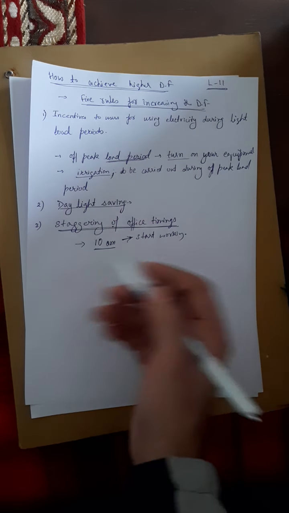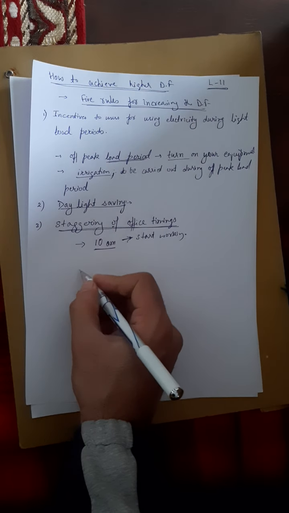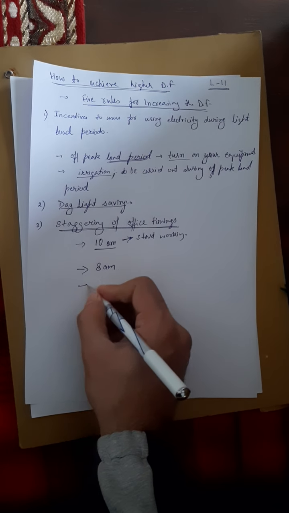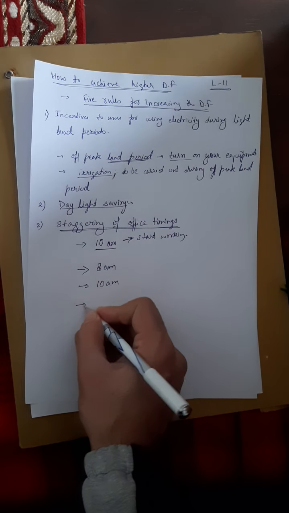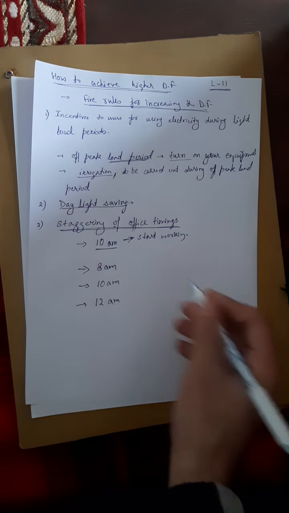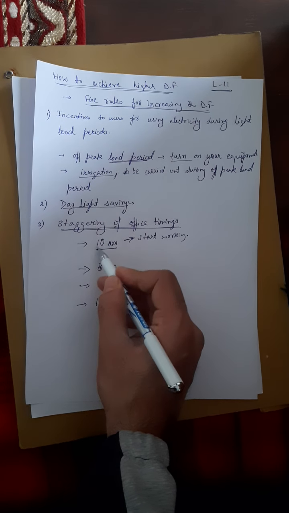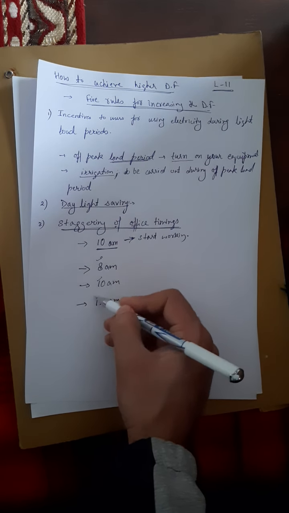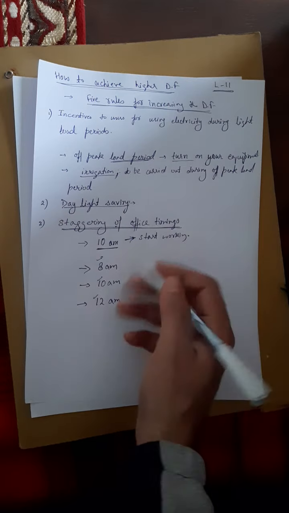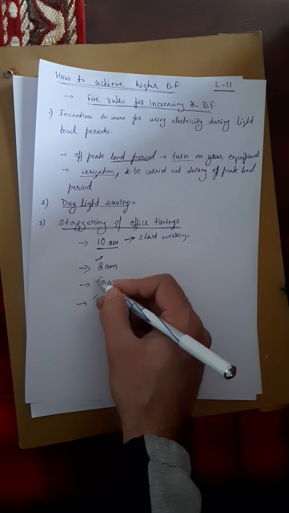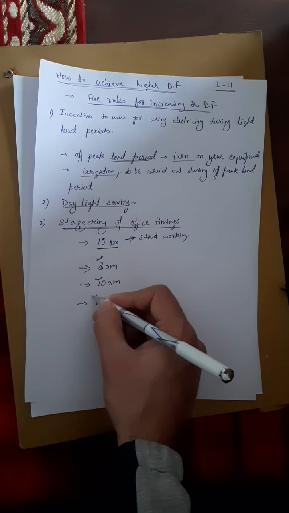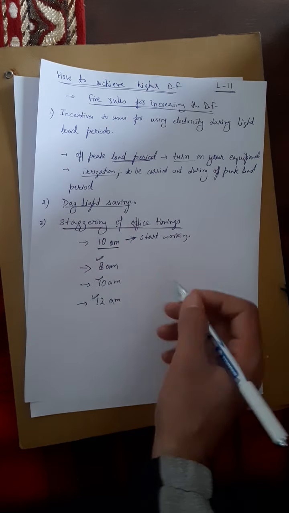So staggering means we will divide the office timings. We will arrange that certain offices start at 8 a.m. in the morning, certain offices start at 10 a.m., and certain offices start at 12 in the day. 12 is midday. So instead of starting all the offices at 10 a.m., we are dividing them into three categories. One will start at 8 a.m., maybe the industrial sector. Then the educational sector will start at 10 a.m., and some other sectors which are not as important will start at 12.